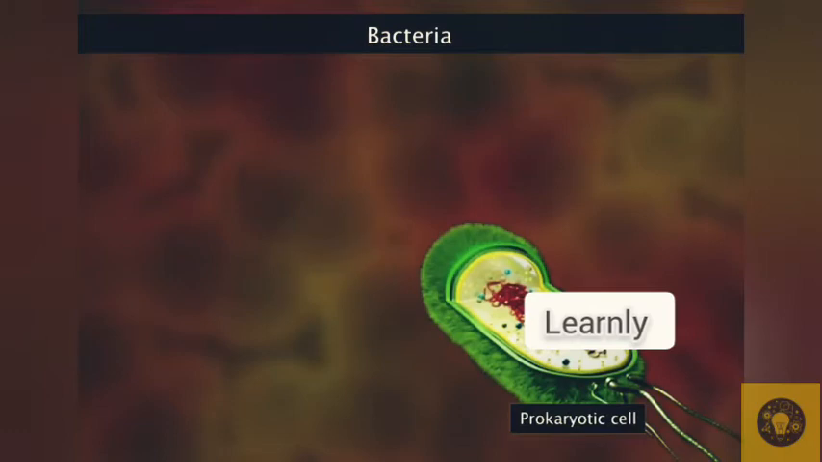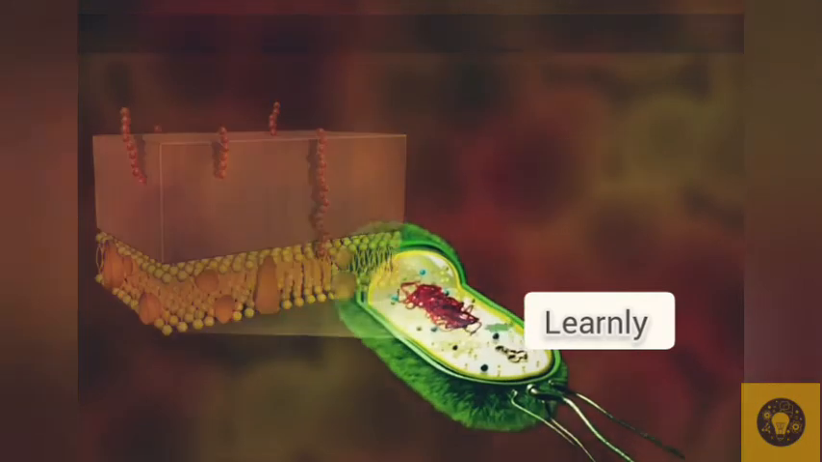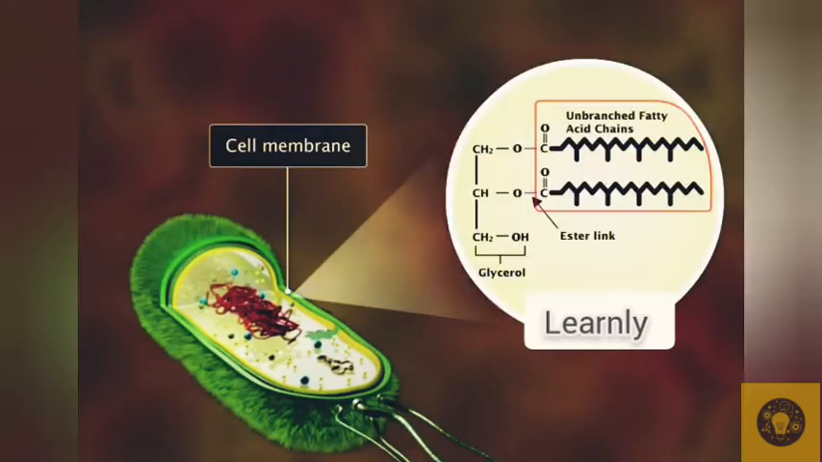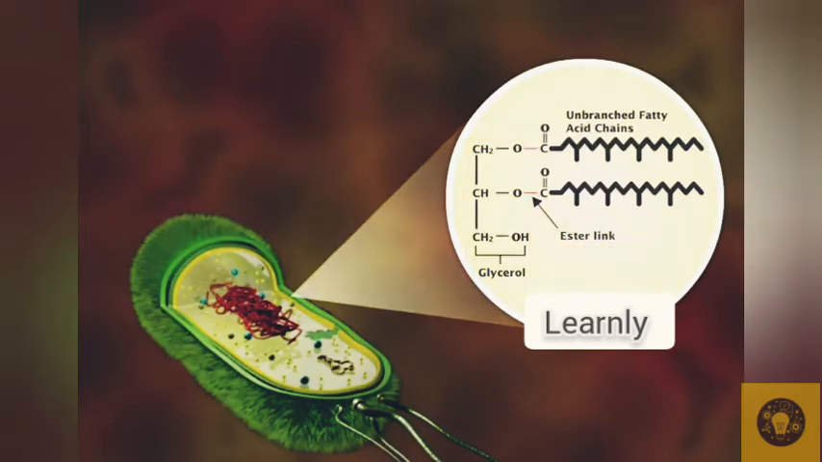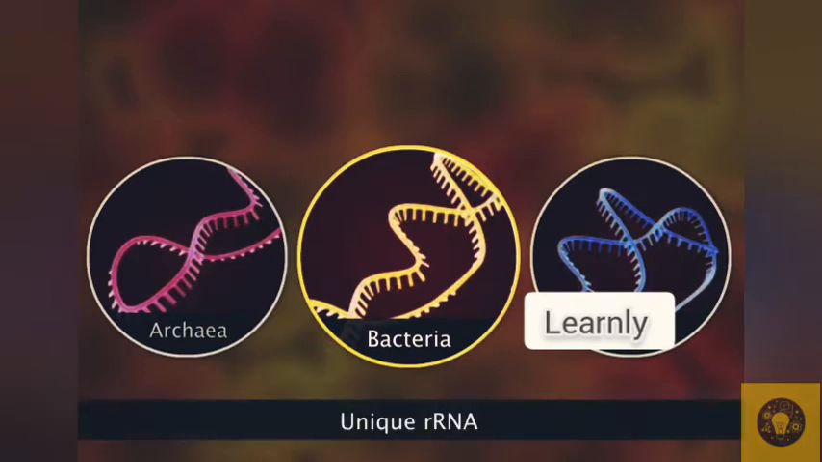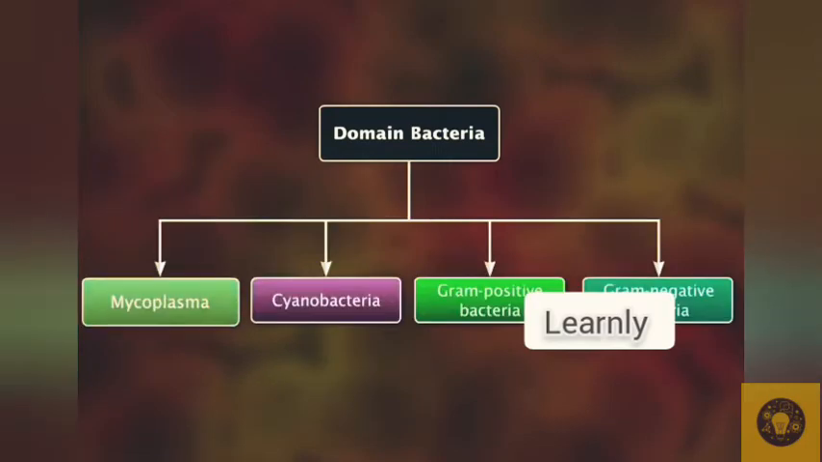Bacteria are prokaryotic cells with peptidoglycan in their cell walls. The cell membrane of bacteria contains unbranched fatty acid chains attached to glycerol by ester linkages. Bacteria contain unique rRNA sequences that are distinctly different from the rRNAs of archaea and eukarya. Domain Bacteria include mycoplasmas, cyanobacteria, gram-positive bacteria, and gram-negative bacteria.